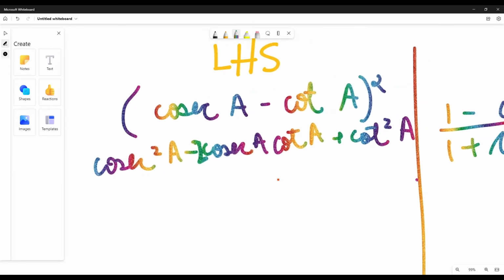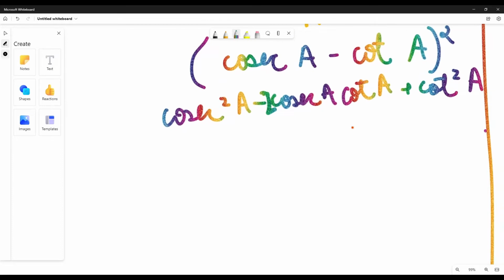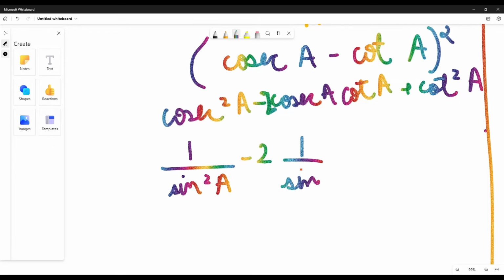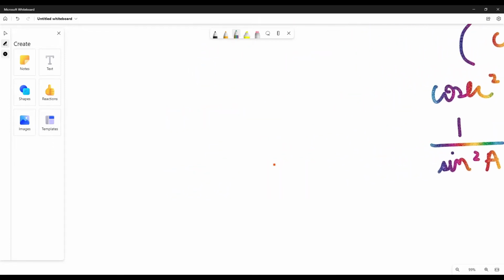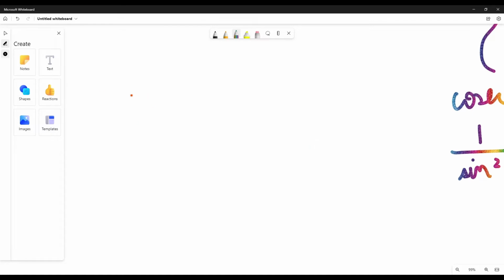So now obviously it's not equal to that. Then what can we do? The simplest thing we can do is convert them to the main ratios. We know cosec is the reciprocal of sine, so basically 1 by sine squared a, right? Then we can write 2 multiplied by cosec, which is again 1 by sine, and cot a. See, it's really simple.